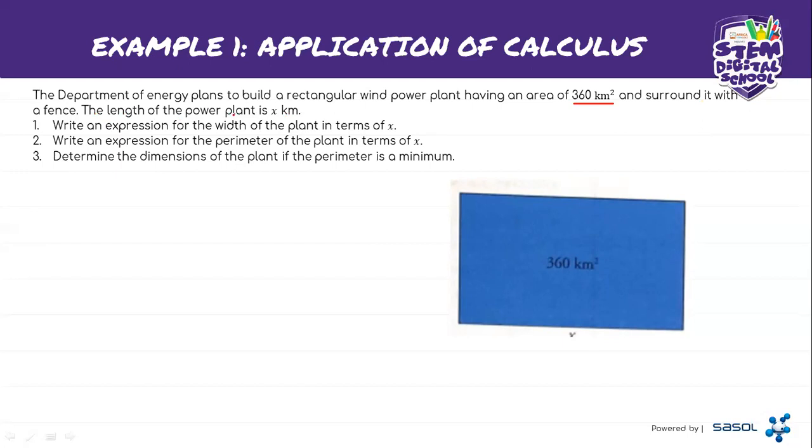The length of the power plant is X kilometers. You can see just underneath this rectangle we have an X there, meaning the length of this rectangle is X. And then we also have the area of this rectangular wind power plant. Now, the first question says, write an expression for the width of the plant in terms of X. Write an expression for the width of the plant in terms of X.